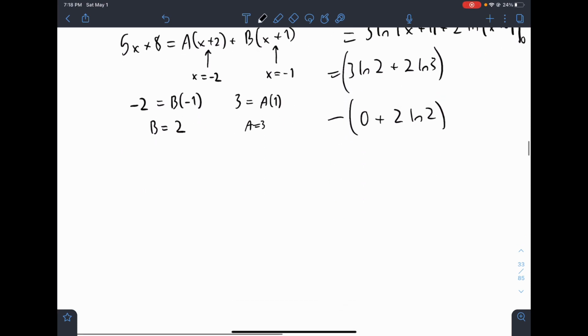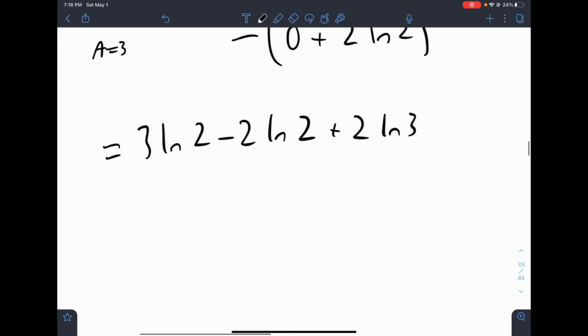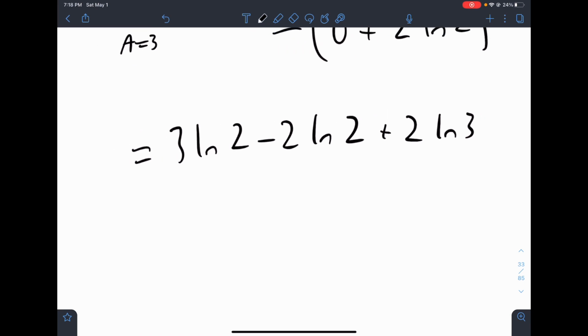So this will be equal to 3 ln of 2 minus 2 ln of 2 plus 2 ln of 3. So how can we simplify this? This clearly isn't in any of our answers, but we can simplify this. So these ln of 2's we can simplify to just be 1 ln of 2, and then plus 2 ln of 3. So now we're going to employ a bit of log rules trickery.